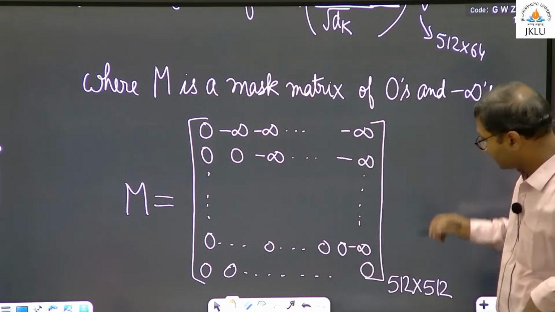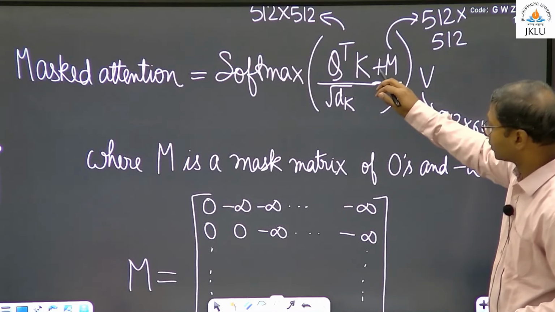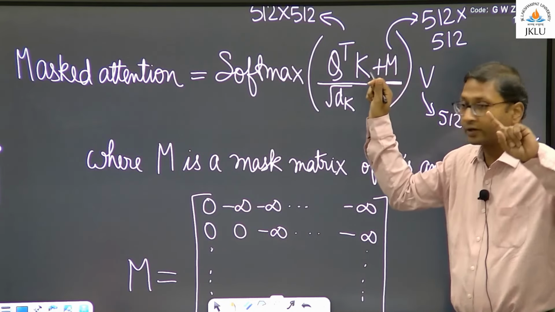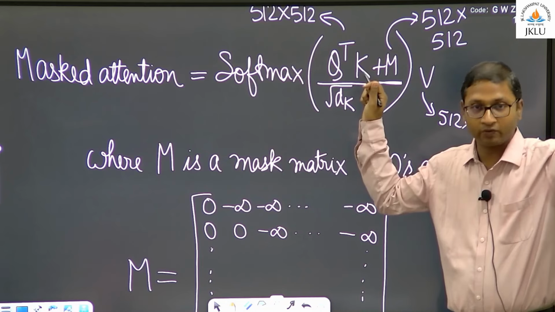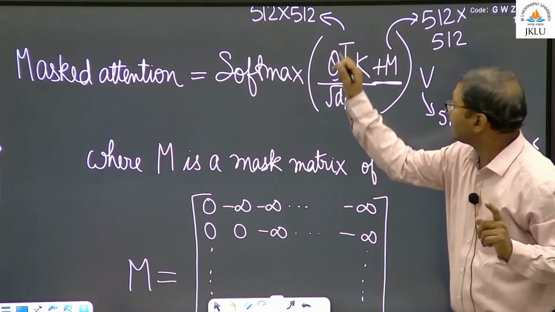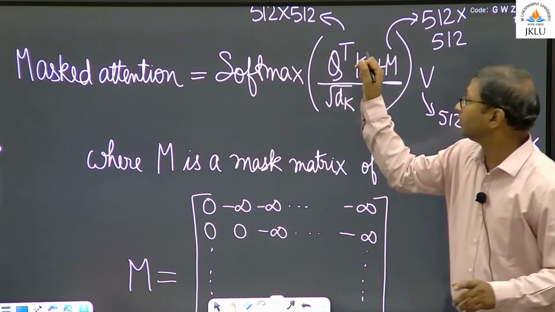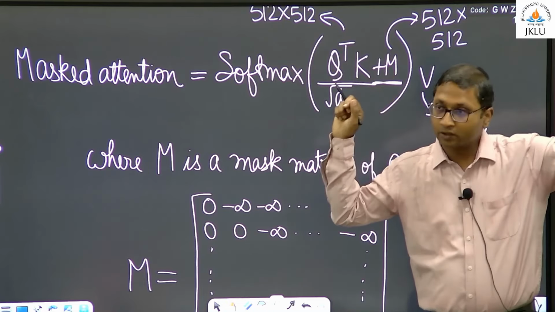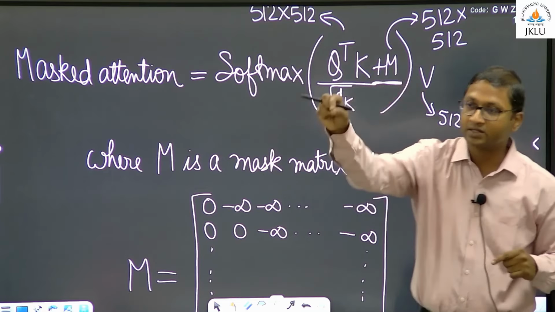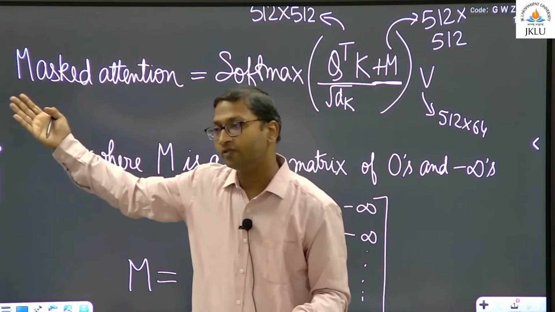You add this M here. So wherever you are allowed, you are making this M 0. That means you are going back to whatever this Q transpose K was. But wherever you are not allowed, this guy now takes care of that part. If you are allowed, you remain what the original things were. When you are not allowed, M comes into the picture and puts a minus infinity there, which assigns a probability of 0 in the output of softmax.